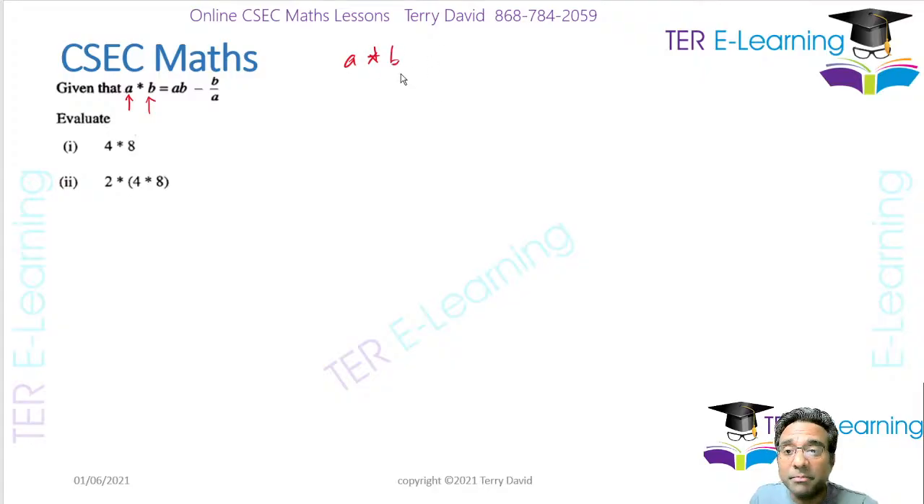Now I want you all to remember the symbol that they use for the operation is not necessarily a star. So this could be anything. This could be a box. It could be a dot. It could be something looking like this. It could be a heart shape. It could be anything. We don't care what that symbol is. So just keep that in mind. CSEC can bring any symbol for you. What is important to us is what the operation does. The operation is saying A multiplied by B minus B over A. That's what the operation is.